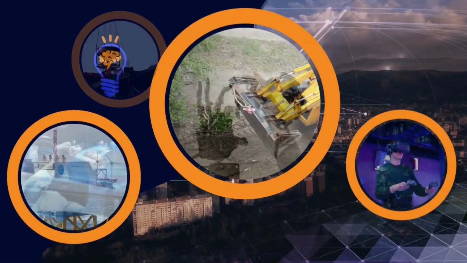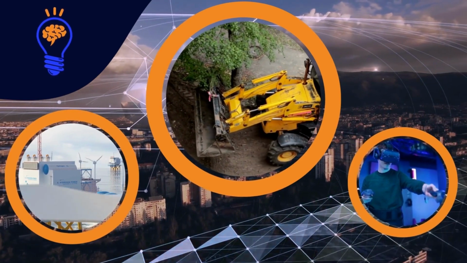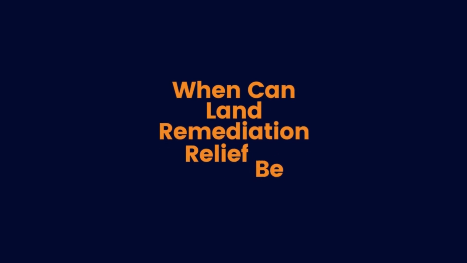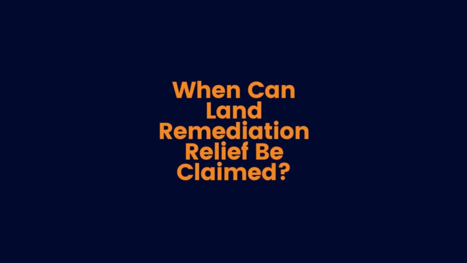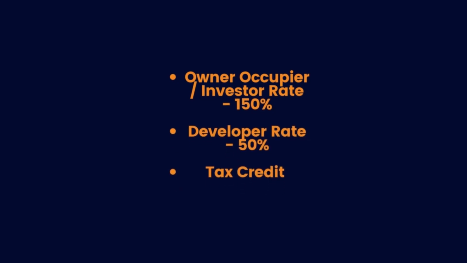Land Remediation Relief can help with taxes in all areas of commercial property where companies have to pay corporation tax. Land Remediation Relief is different from capital allowances in that both property investors and developers can use it. Here are the different types of relief. Owner-occupier or investor rate is 150%. Developer rate is 50%. For loss-making companies, a tax credit, cash in hand, can be claimed of 24%.